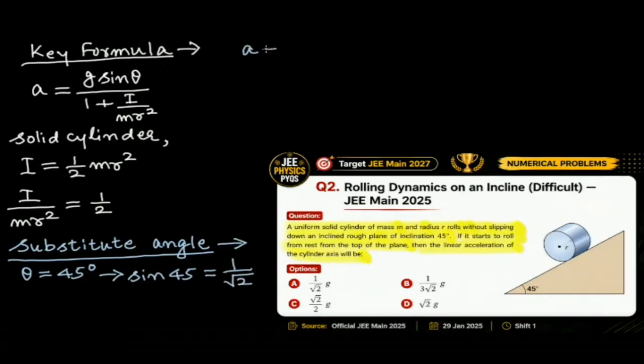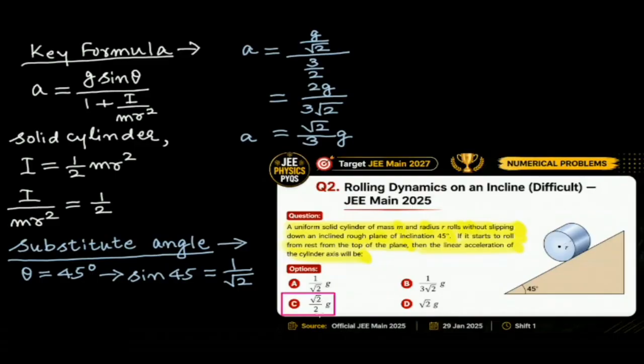So we get acceleration a equals g by root 2 upon 1 plus half, which is 3 by 2, so 2g upon 3 root 2. Rationalizing we get a equals root 2 upon 3 g. Hence the correct answer is option C, root 2 upon 3 g. This has to be 3 instead of 2.